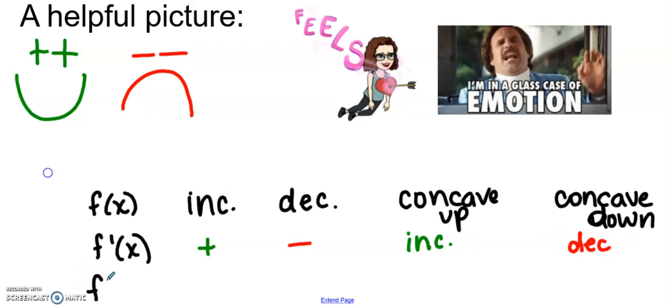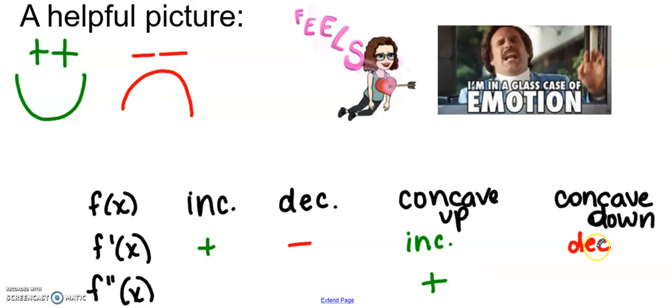Whoa, so many layers going on. Well, what does that mean about f double prime? This doesn't have any information, right? We can't tell anything from just positive, negative what the next layer would be. But if I think about this, increasing function, the layer below it means positive. So if f prime is increasing, then the layer below it, f double prime, is positive.